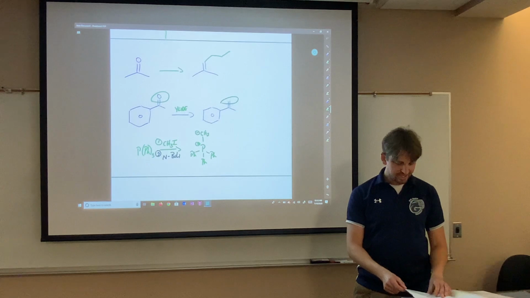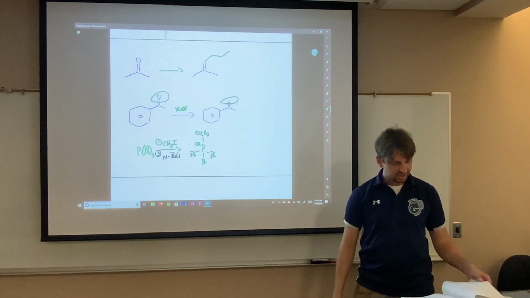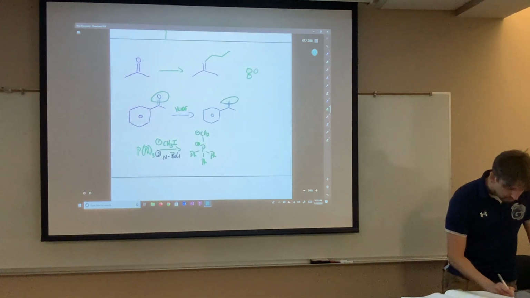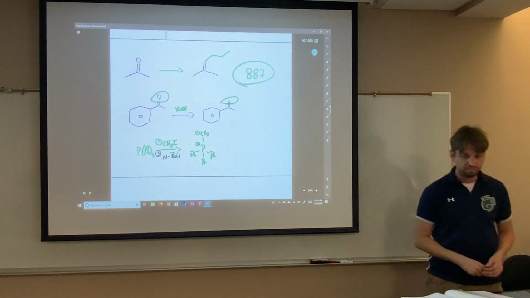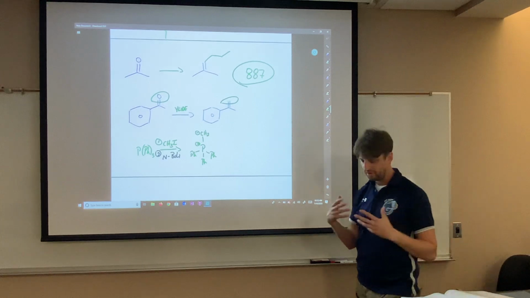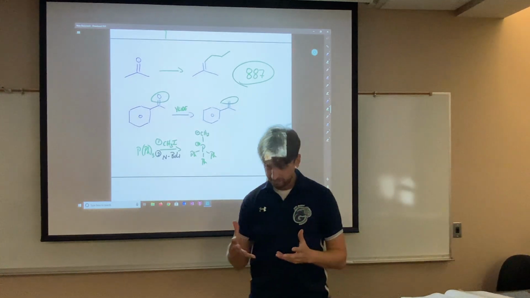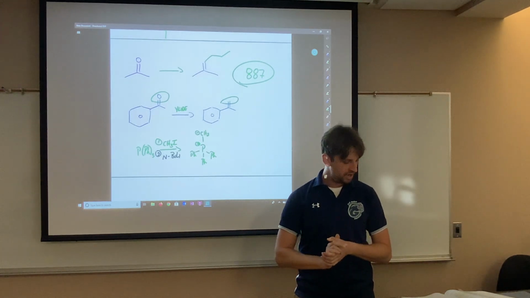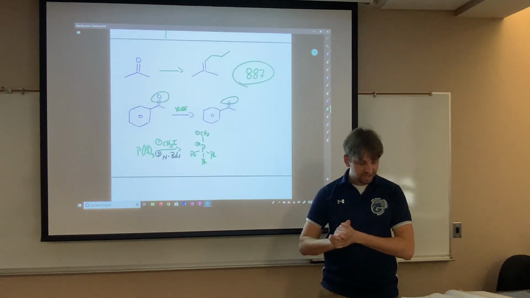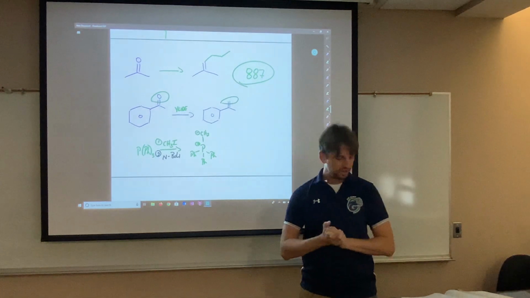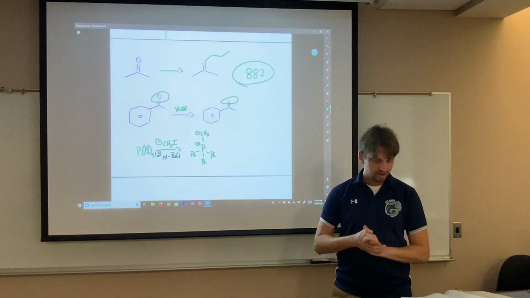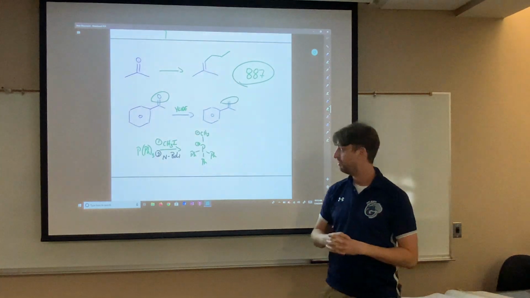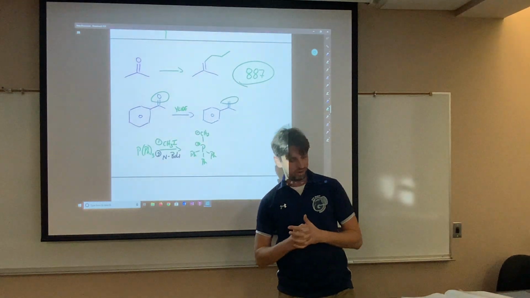Page 887, right, page 887. One thing I do like about this book is that they put a fantastic set of review pages at the end of each chapter, right? So 887 gives you a list of 15 different reactions that come out of this chapter. So pay attention to that, take a look at that, right? And then make sure that you spend the time working through the practice problems that you have.